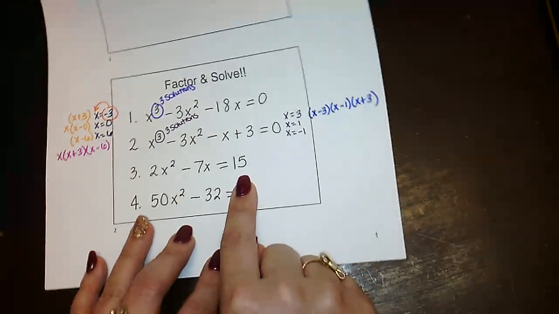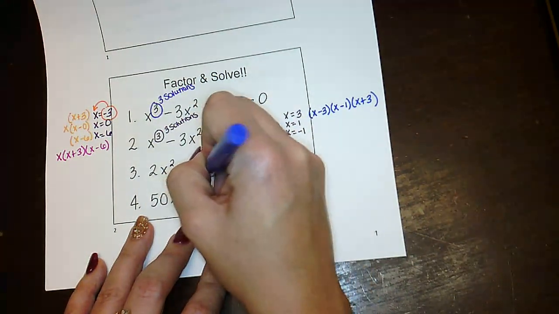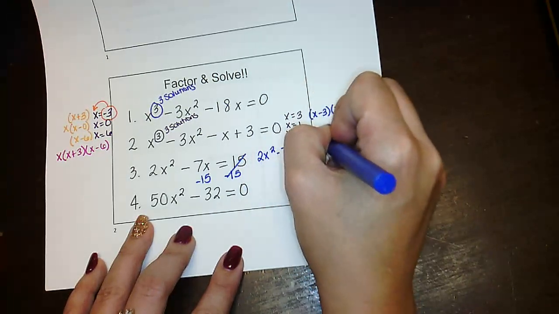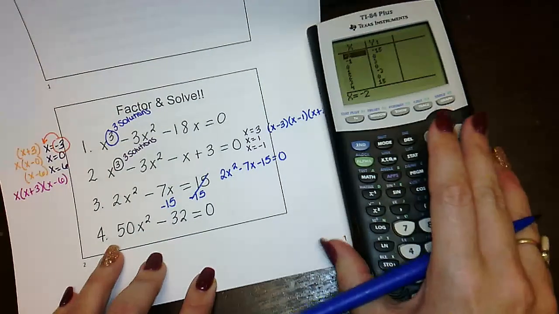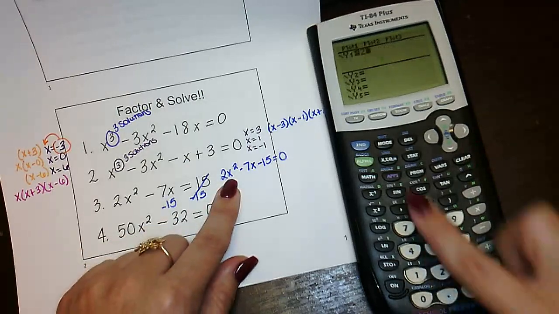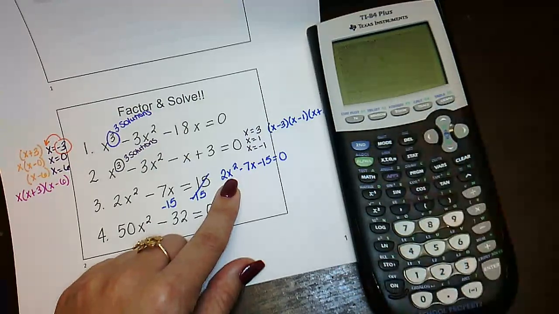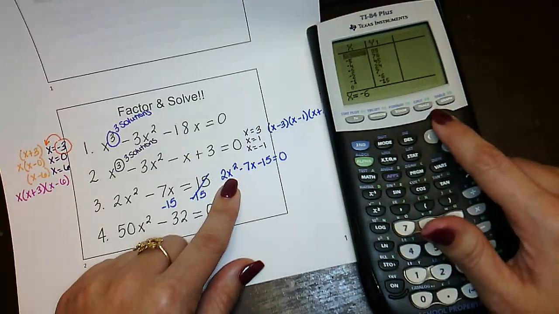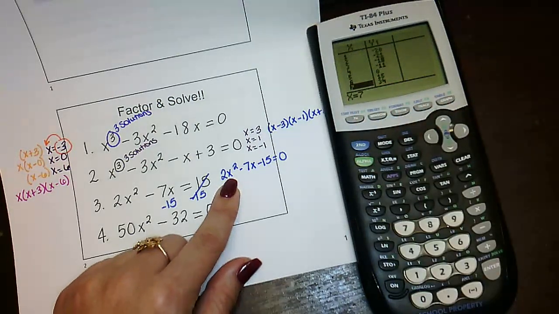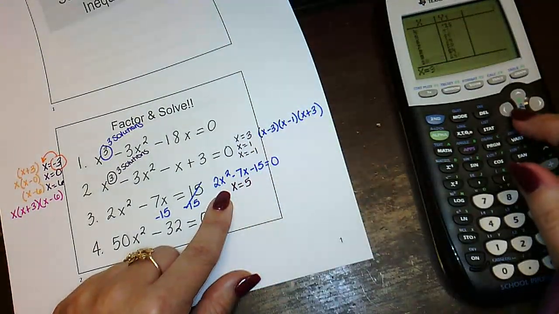Right here, it's not equal to 0, so we can move this 15 over. And we get 2x squared minus 7x minus 15 equals 0. And then we're going to put this into our graphing calculator. So y equals, clear, 2x squared minus 7x minus 15, second graph, and I see one solution where x is 5, but I don't see another solution.